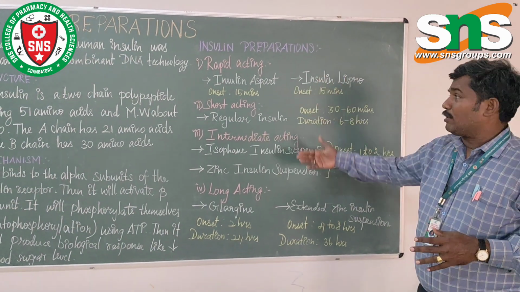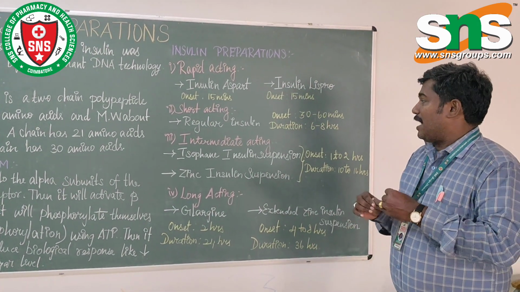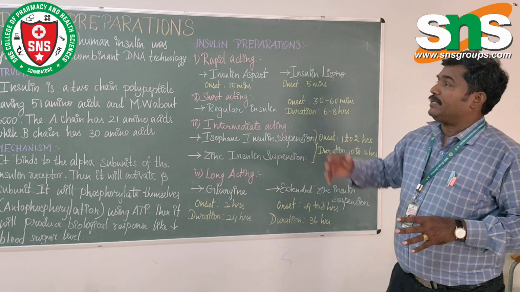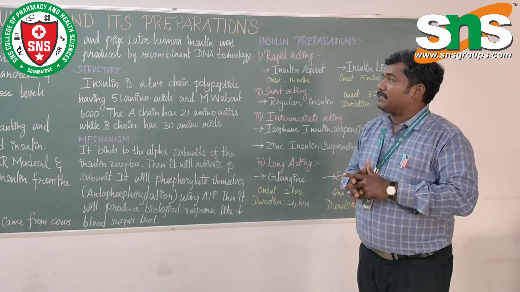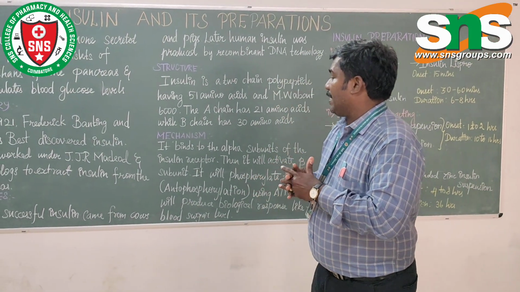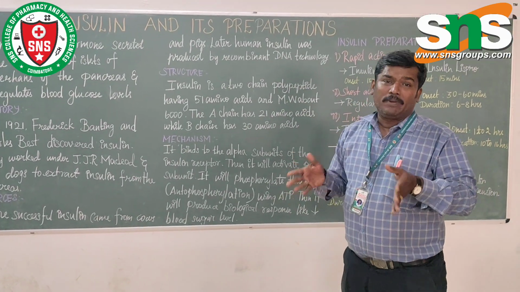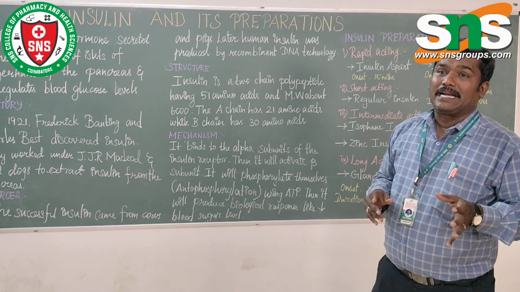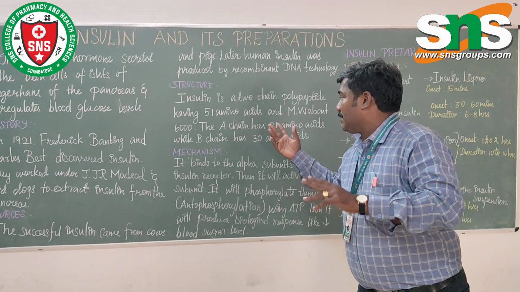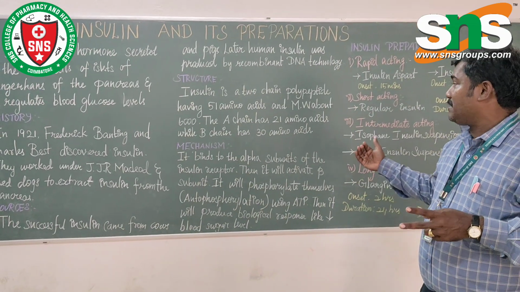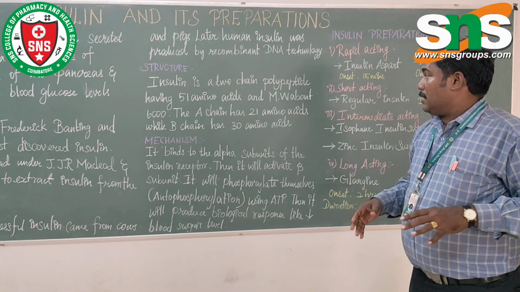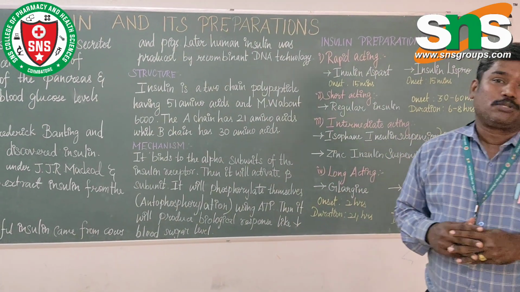So this is about the insulin preparations: rapid acting, short acting, intermediate acting and long acting. So this is about insulin and its preparations. Mainly it is a hormone secreted by the beta cells of islets of Langerhans. Human insulin is mainly produced by recombinant DNA technology. In structure, it has 51 amino acids, divided into the A chain and B chain. The A chain contains 21 amino acids and the B chain contains 30 amino acids. This is about insulin and its preparations.